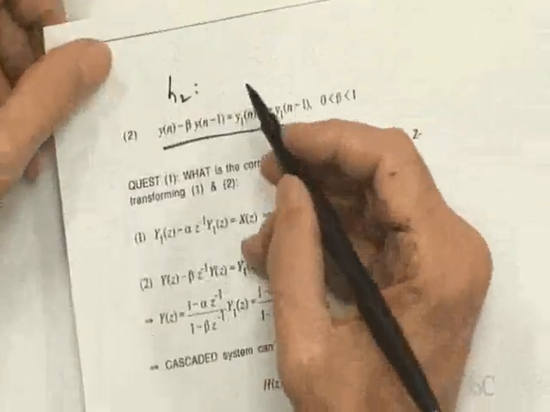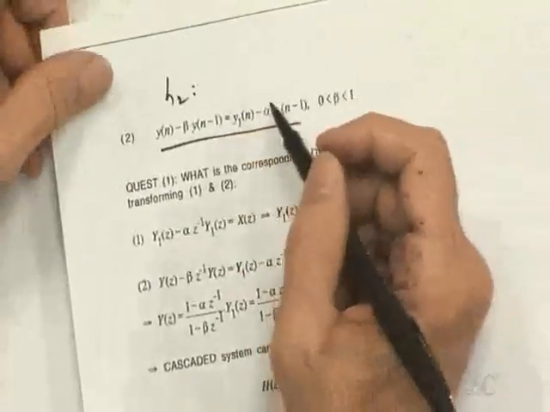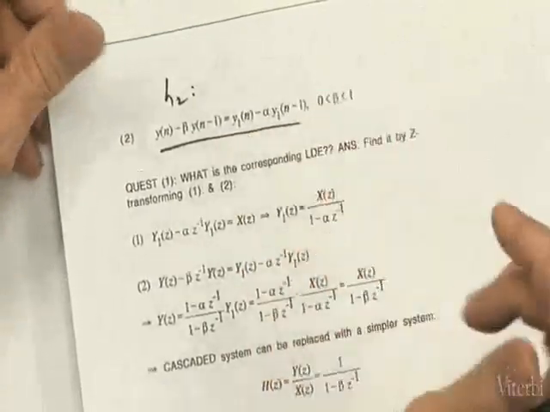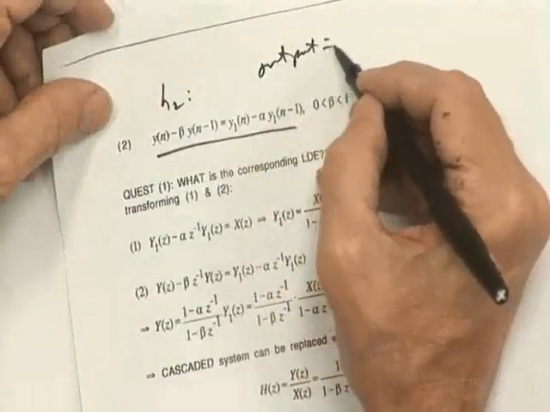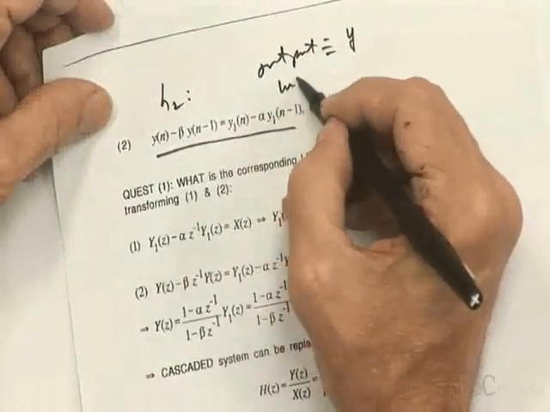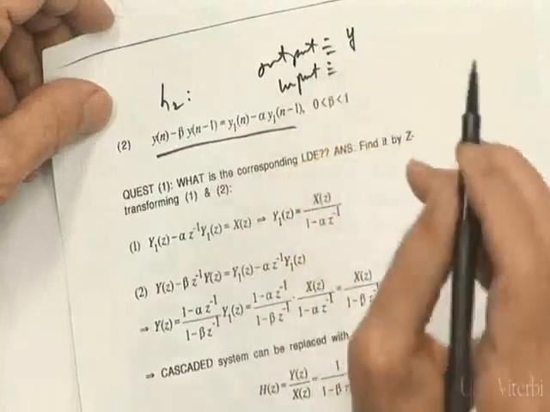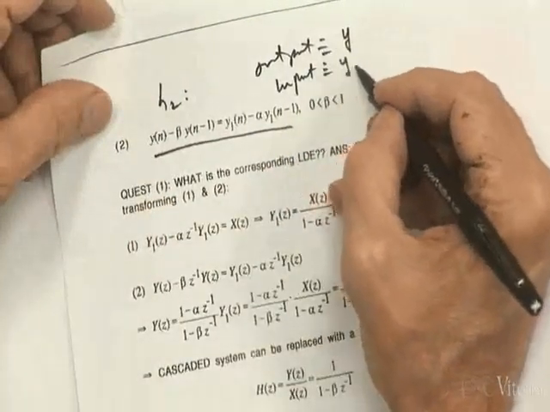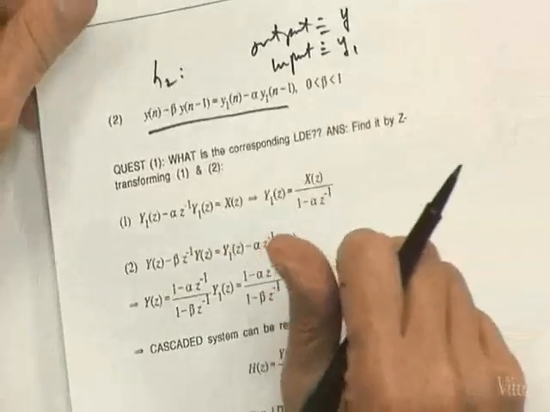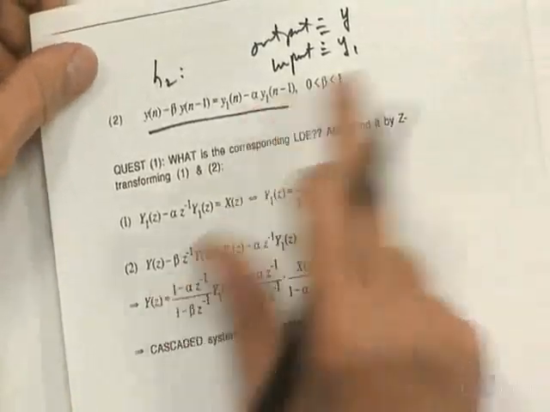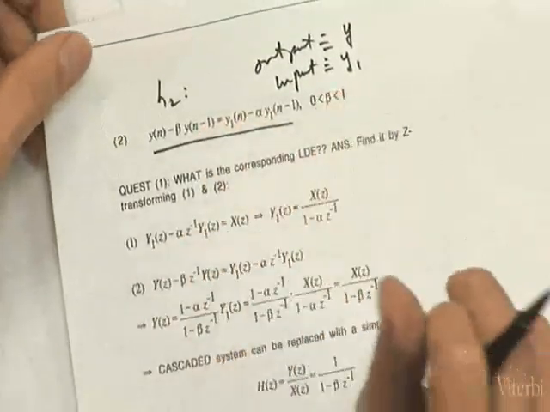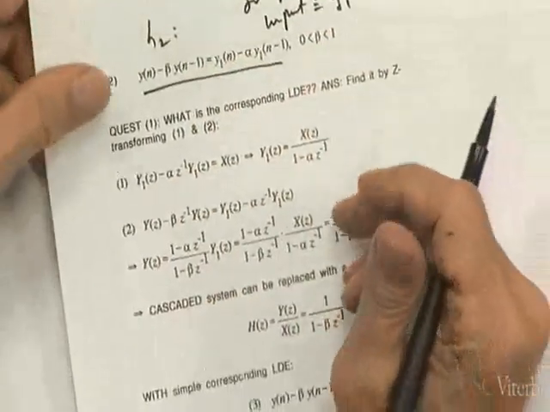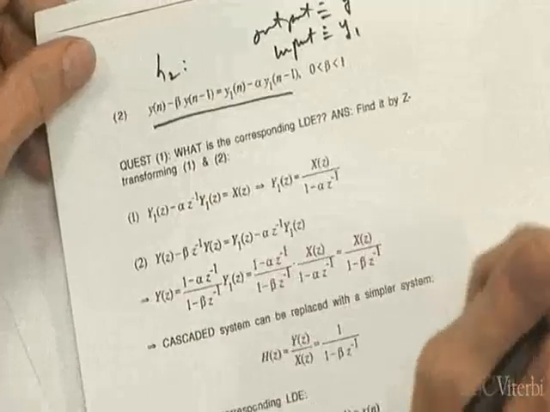And then I will give you a difference equation for H2. And here the output is y, but the input is y1 of n. So output y, input is, in this case, the output from the first filter, which is y1. And it satisfies this difference equation, which is also a first-order difference equation. And here the parameter is beta between 0 and 1. So what is the corresponding difference equation?